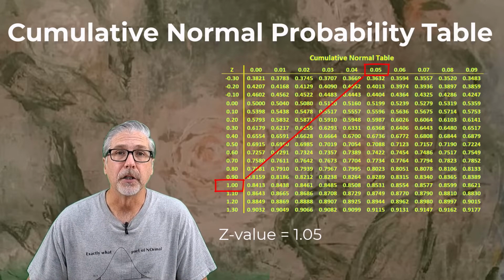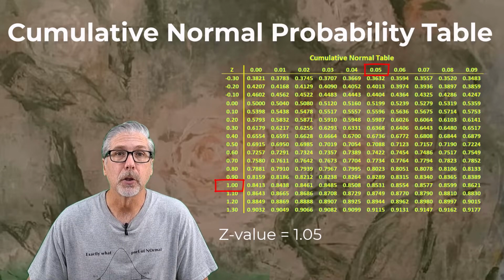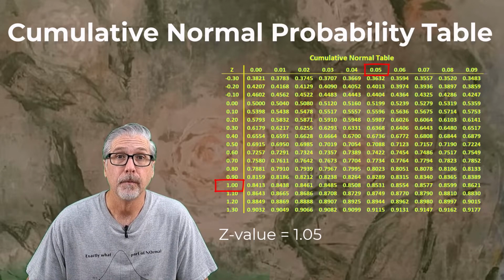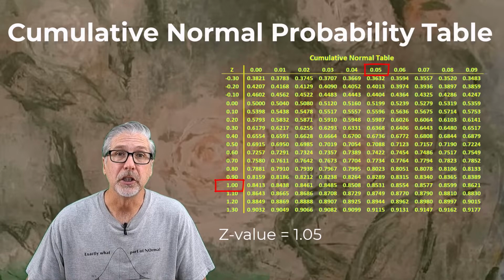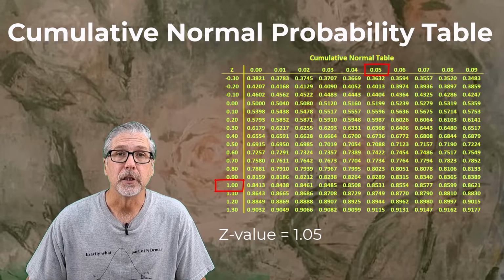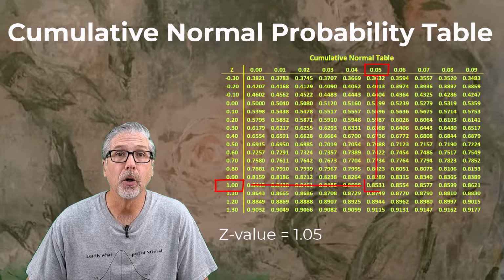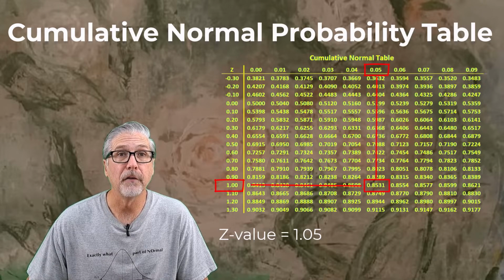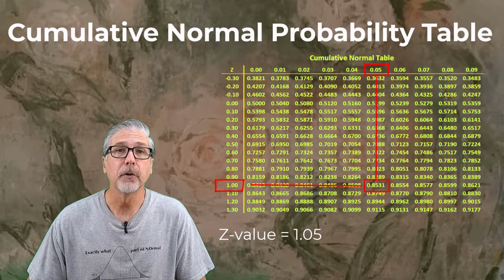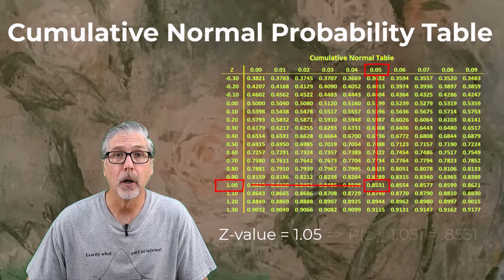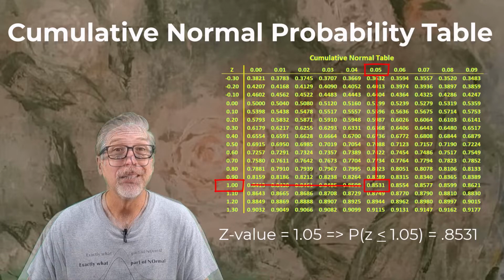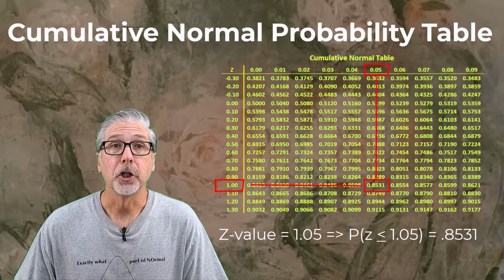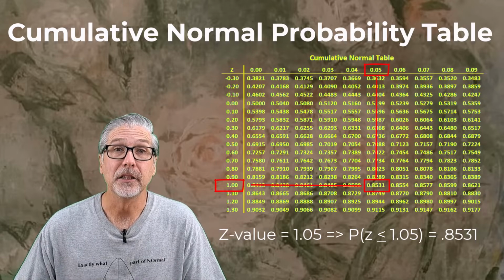The second part of the table are the 4-digit decimals located in the main body of the table. We use those as the cumulative probabilities for the z-score we look up. For instance, if I match up that 1.00 row with the 0.05 column, we see the probability of 0.8531. That is the cumulative probability less than or equal to 1.05. In a nutshell, that's how it works. Cumulative probabilities will be easy to find.